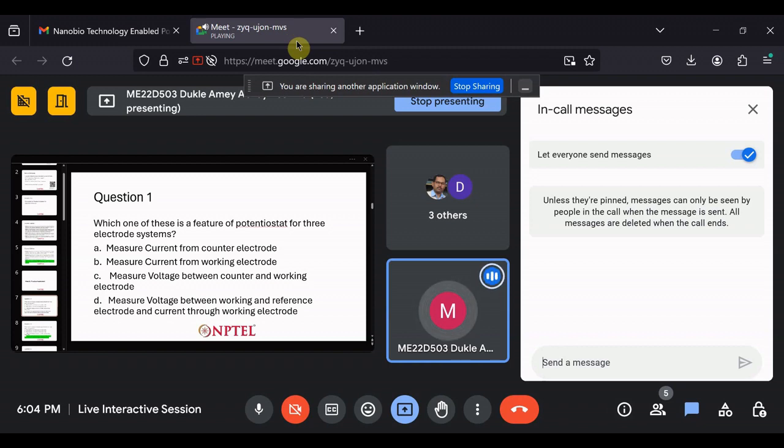So I'll repeat the question again. Which of these is a feature of a potentiostat for a 3 electrode system? Measure current from the counter electrode, measure current from the working electrode, measure voltage between the counter and the working electrode, measuring voltage between the working and reference electrode, and current from the working electrode. So yes, we have got the answer. The answer is D.